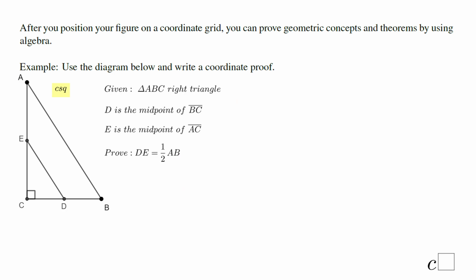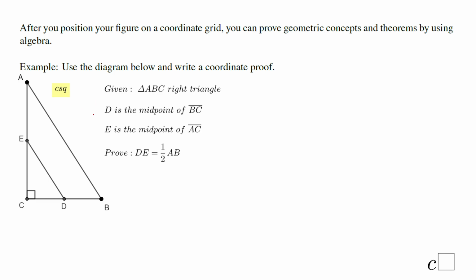In my last part of this short lesson, we'll take a look at how you write a coordinate proof, and how you use positioning a triangle in a coordinate grid for writing a coordinate proof. So we have here this triangle ABC. We notice it is a right triangle. It is also given in the original statement.